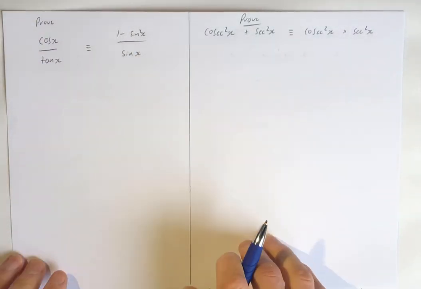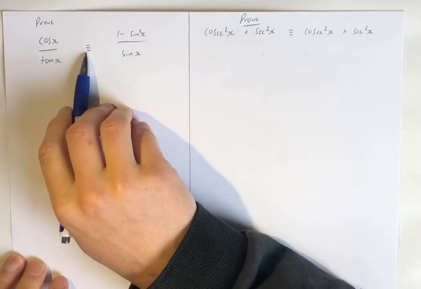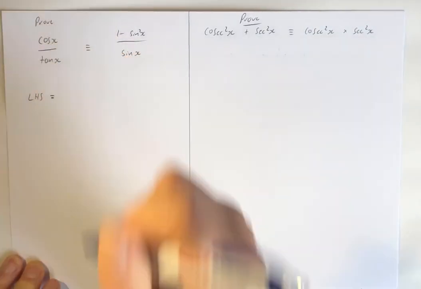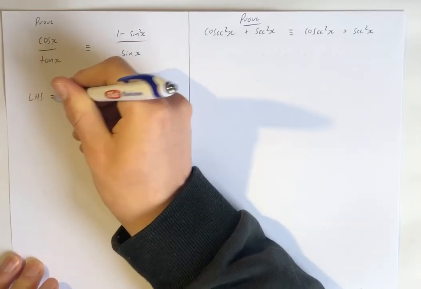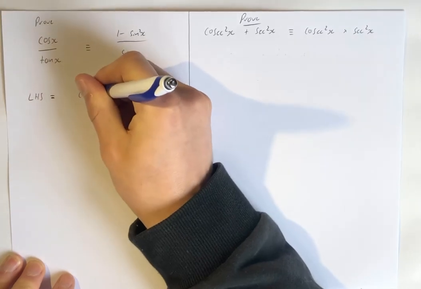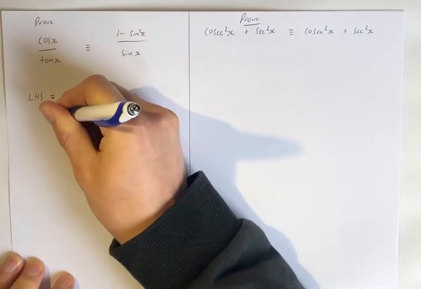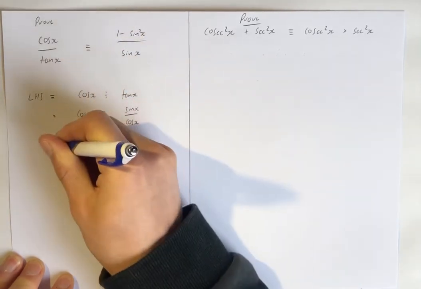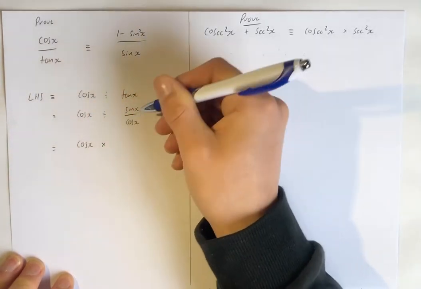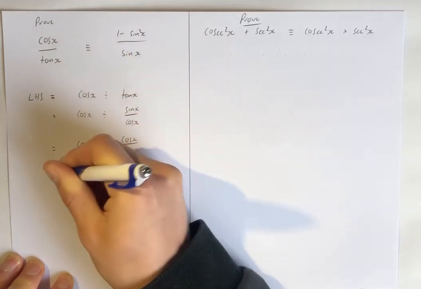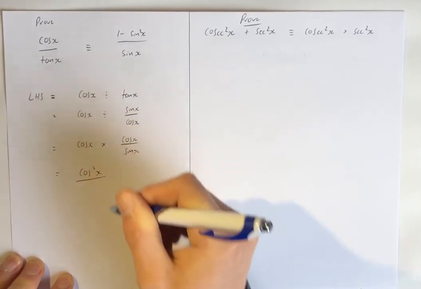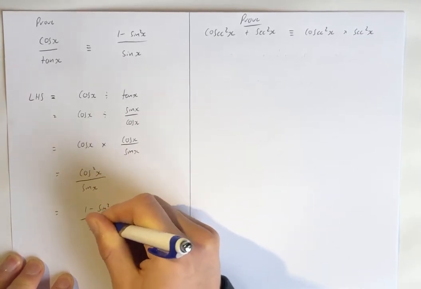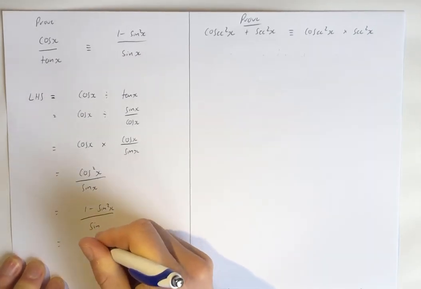Okay, couple more. Cosine x over tan x is equivalent to 1 minus sine squared x over sine x. So we'll write this as the left hand side. You don't always have to start with left hand side, but I found that with all of these ones I've done, it's just been easier to start with left hand side. That's going to be cosine x divided by tan x, which is cosine x divided by sine x over cosine x, which is cosine x multiplied by the reciprocal, which means that the top is going to become cosine squared x over sine x, and we know that that is 1 minus sine squared x over sine x from our previous identity, and that is the right hand side.